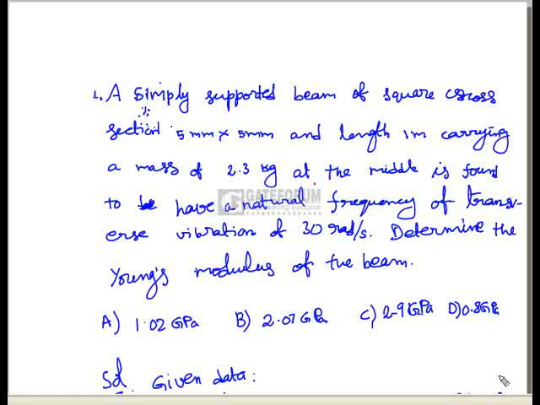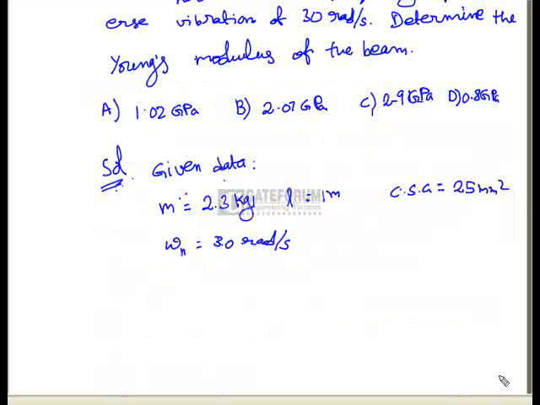First, let us write the given data of the problem, that is the mass carried by the beam, that is equal to 2.3 kg, and length of the beam, that is equal to 1 meter, and the cross sectional area of the beam, that is 5 into 5, which is equal to 25 mm square, and the natural frequency of the beam is given by 30 radians per second. So here we will have to find out Young's modulus of the material of the beam.